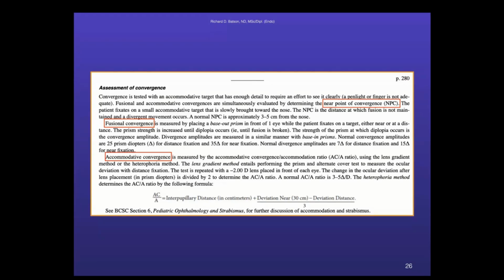Okay, so then accommodative convergence is a bit more sophisticated. This is something that I'm not going to get into without my neuro-optometry colleague coming on, because it's above my pay grade, honestly, and it's not something that I do in my clinic.